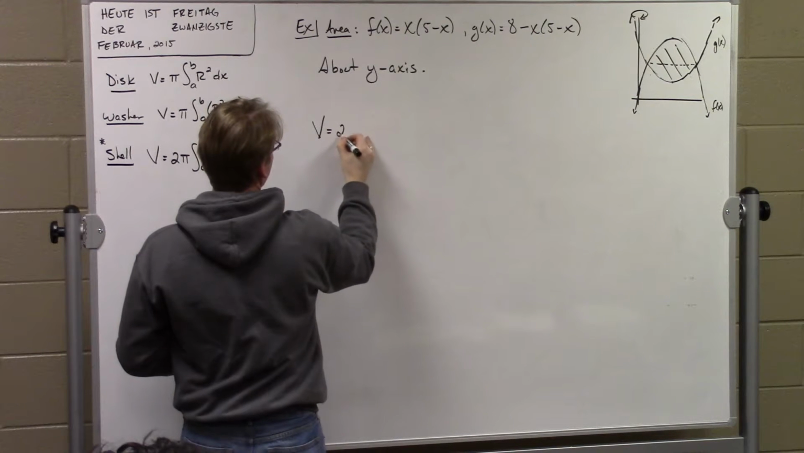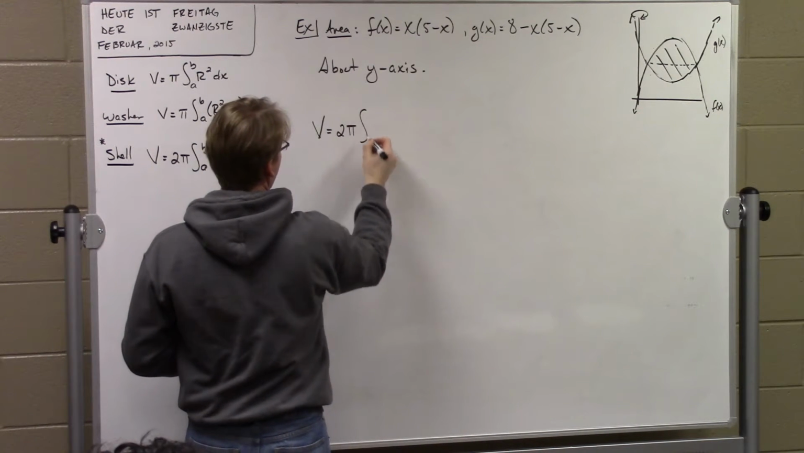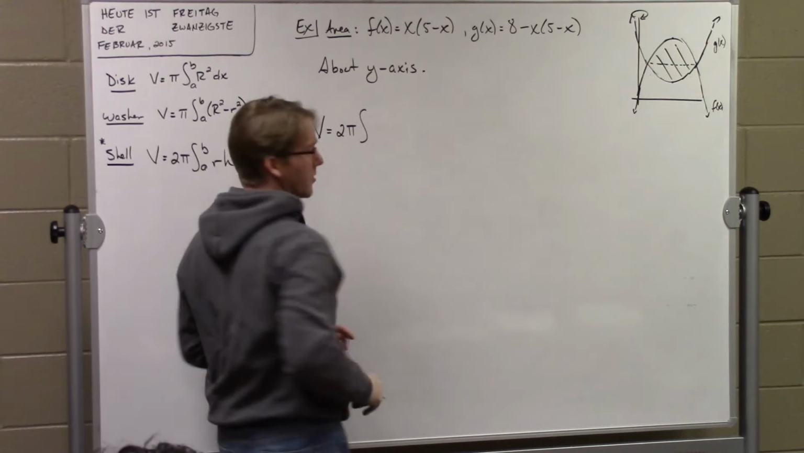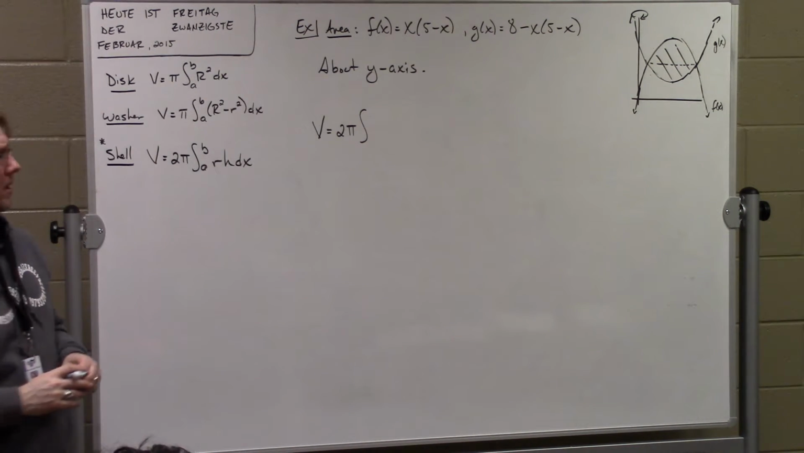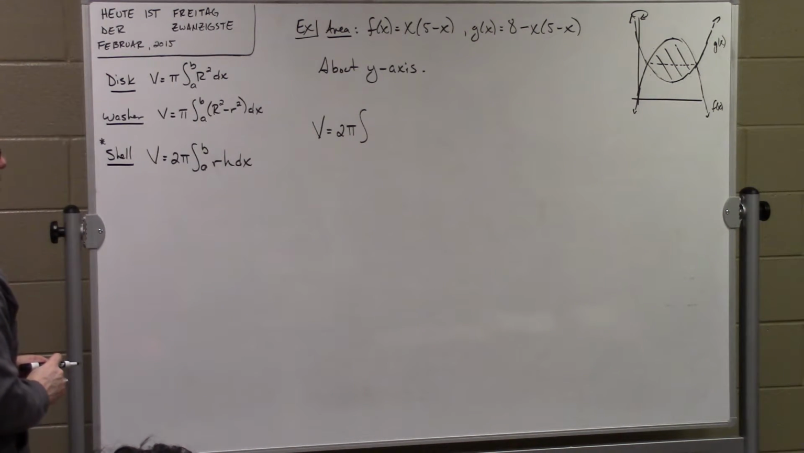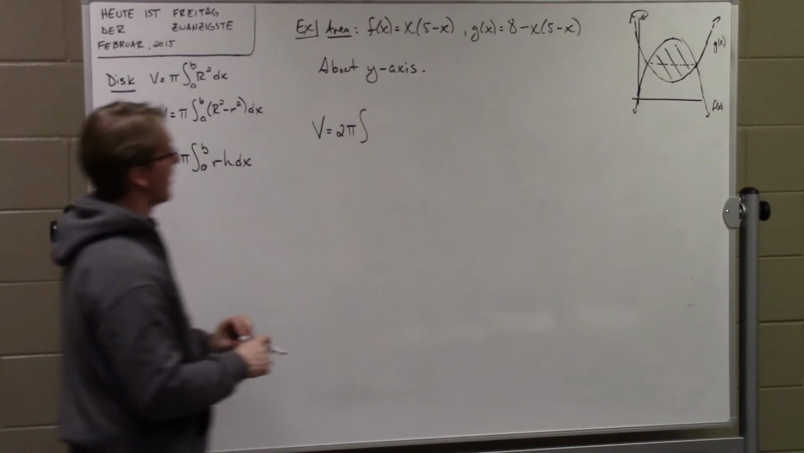Volume is 2 pi, a to b, r, h. Which part would you like to tackle first? a to b, or r and h? Which one would you like to do first? Starting and stopping points, or radius and height? Starting and stopping points, okay.